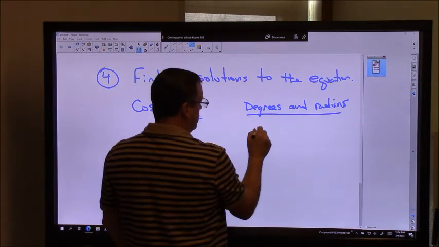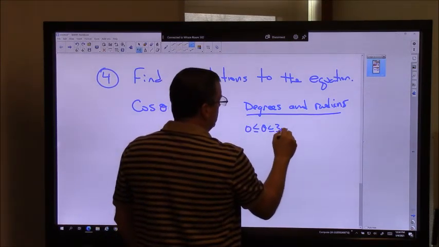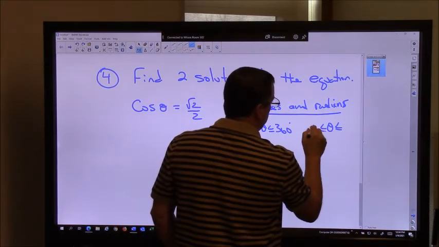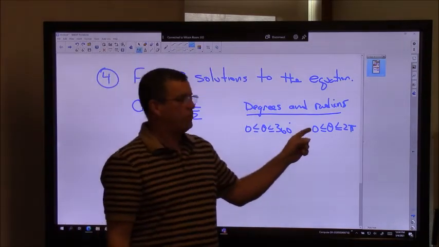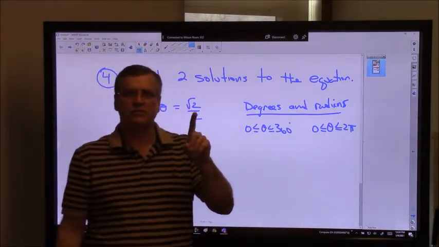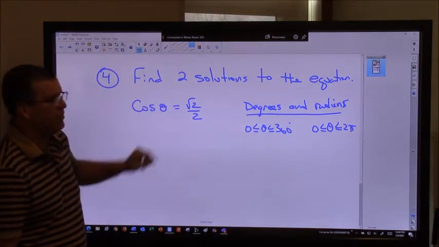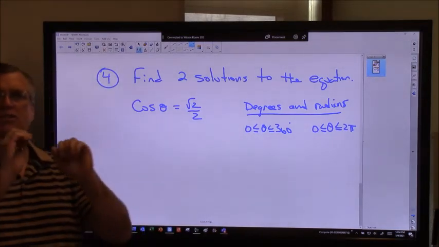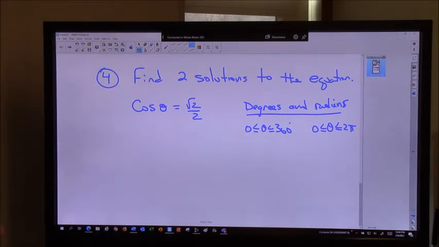And if we're in degrees, we want theta to be between 0 and 360. If we're in radians, we want theta to be between 0 and 2 pi. Which means we're only going to go around the unit circle one time. I'm going to go around once, and I want to find the two solutions where this happens. Okay, you guys go ahead and try it. No peeking at the unit circle, no calculators. We want to always try this on our own.